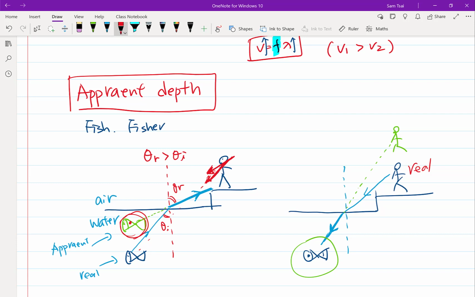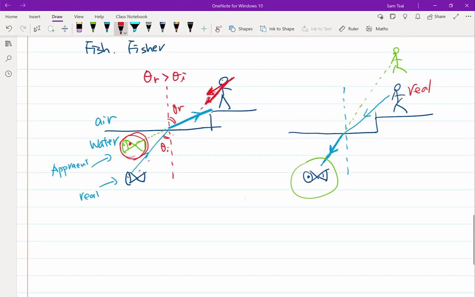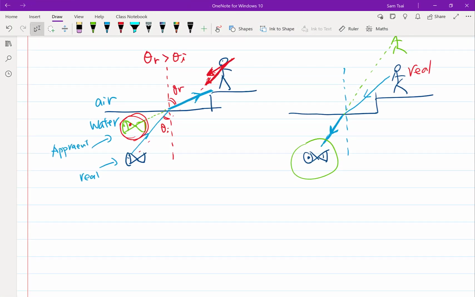And this is about refraction and about apparent depth. Things can look further or closer. Okay, finally, we come to the end. This is very important for Year 12: Snell's law.